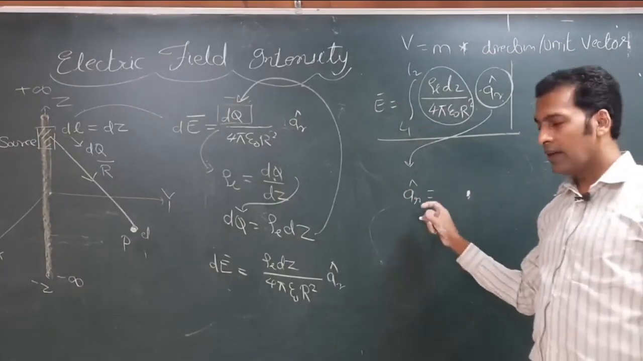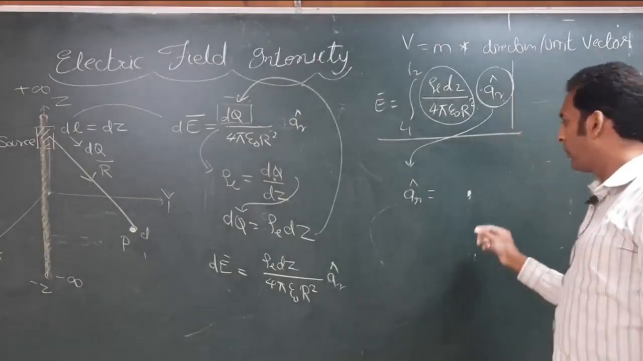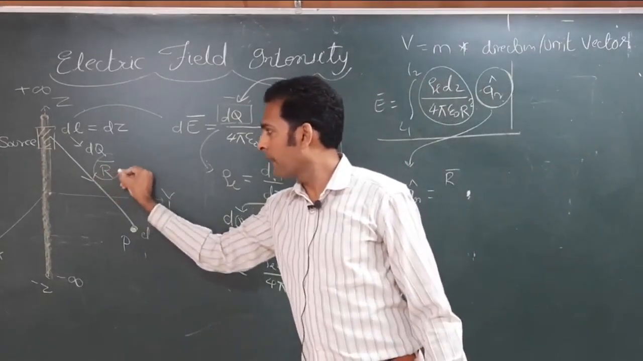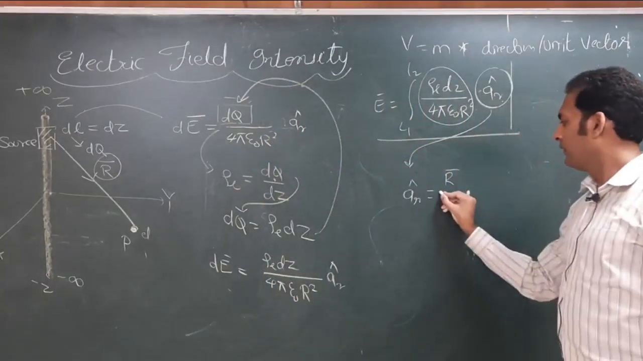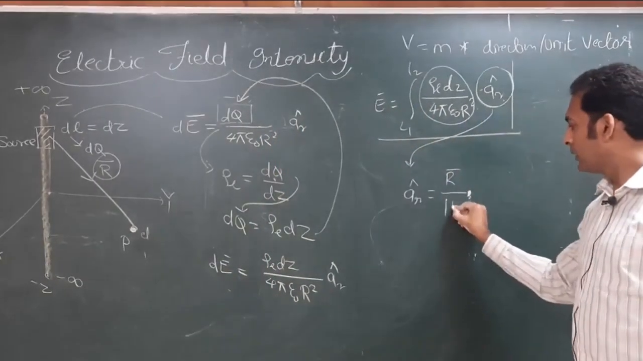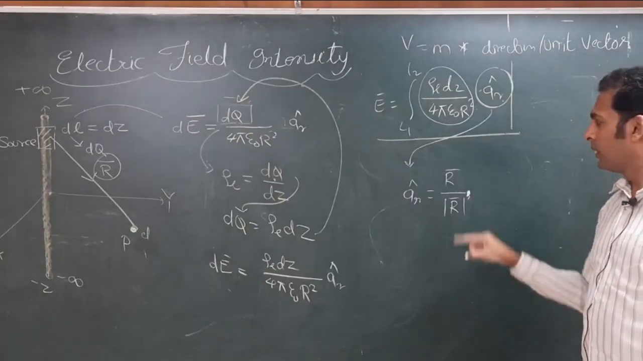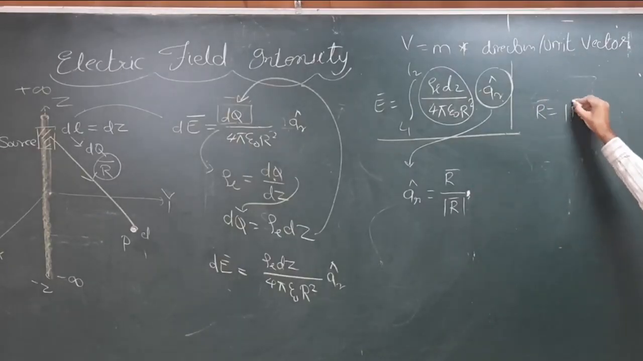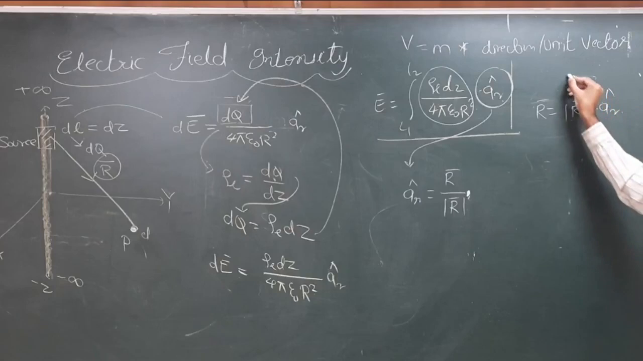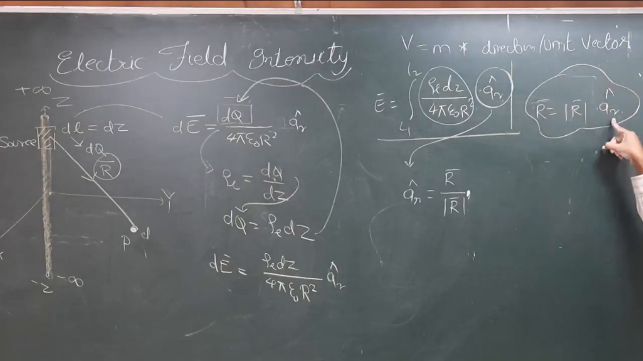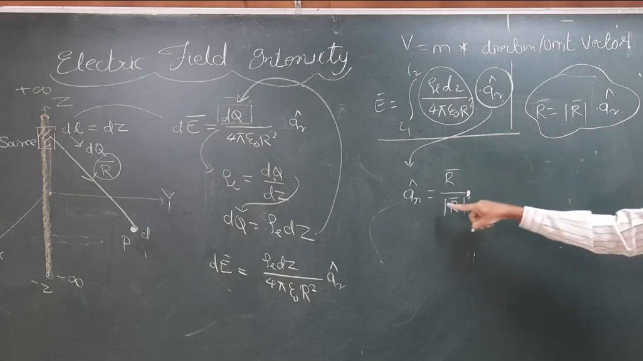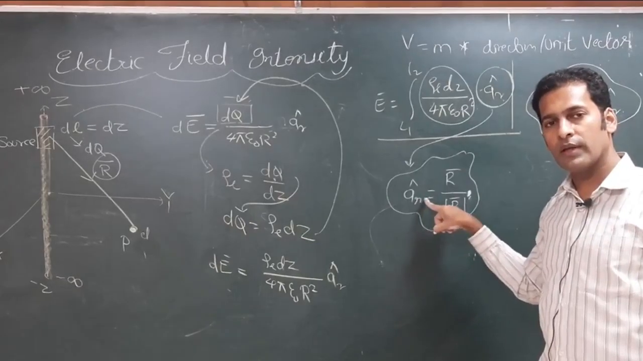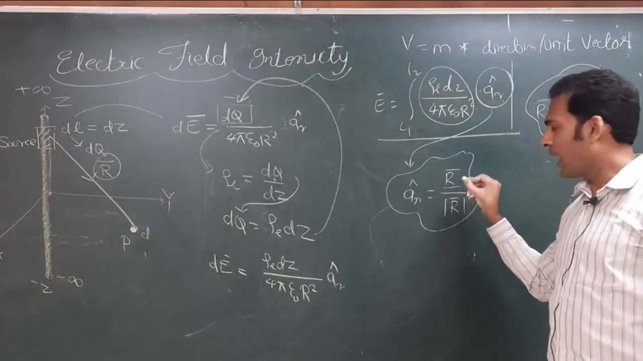So, what is a_R cap? The a_R cap vector will be, say R bar is its vector, the position vector R bar, this line, divided by the magnitude. So, this is the R bar vector. All vectors are given by magnitude into direction, so the direction will be equal to vector divided by magnitude. This formula we have to use to calculate the direction component, or unit vector a_R cap. Then we have to focus on R bar.